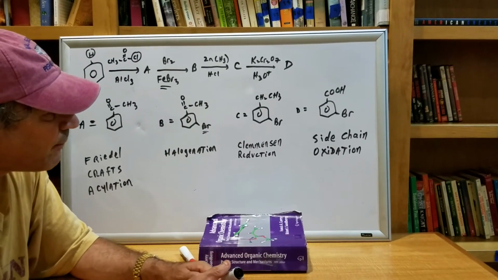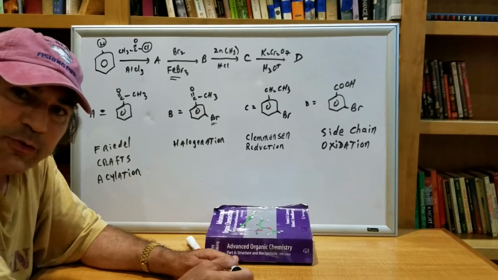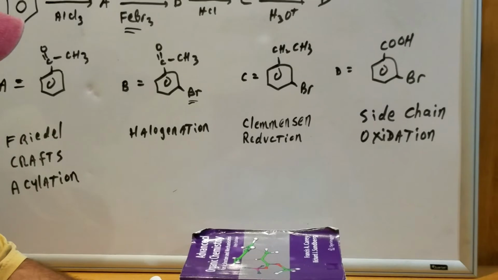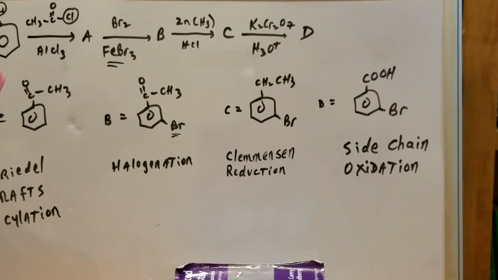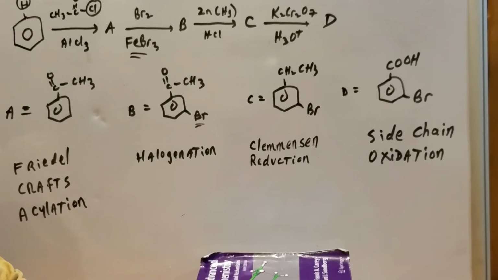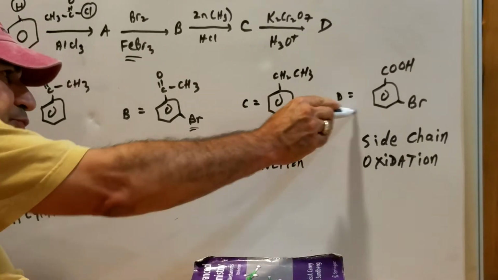And if you wanted to name that, what do you think letter D would be called? I'm going to accept two names. You can either call this a 3-bromo-benzoic acid or a meta-bromo-benzoic acid. So that would be your final product.